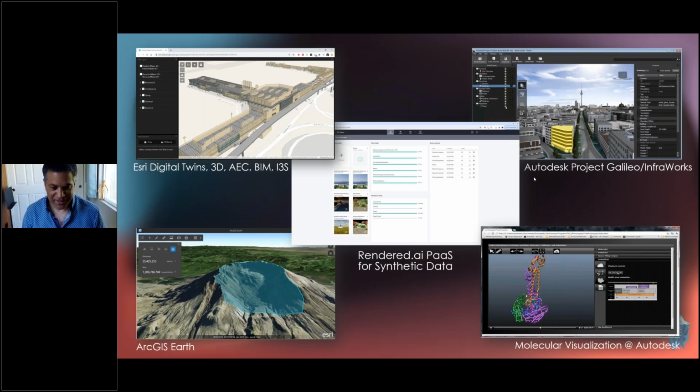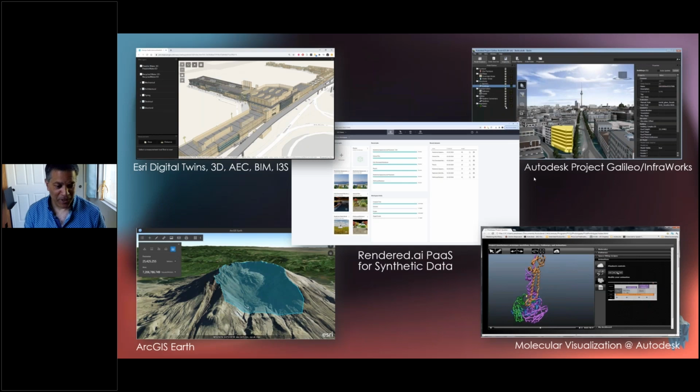I ended up going into some small product companies for a while, and then I was in enterprise integration, and from there I bridged over into product management, which is where I initially met Pascal Mueller, one of the folks that Matthias worked very closely with at Procedural. And then at Autodesk, I worked on Project Galileo, which became a product called InfraWorks, which is out there and is used by tens of thousands of engineers. I actually did a brief stint in molecular visualization at Autodesk.